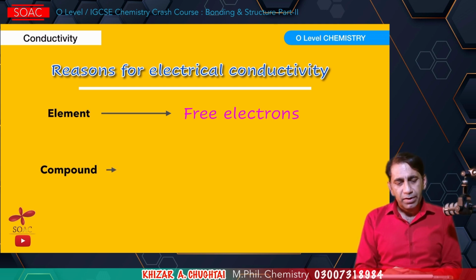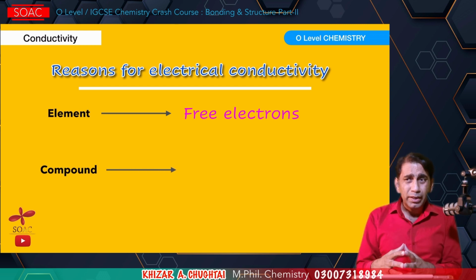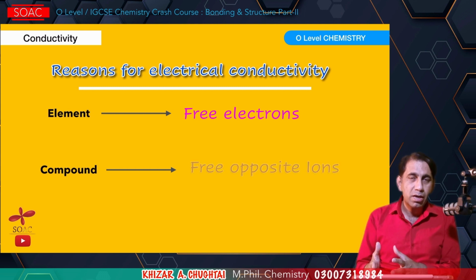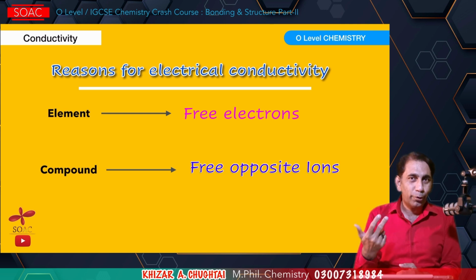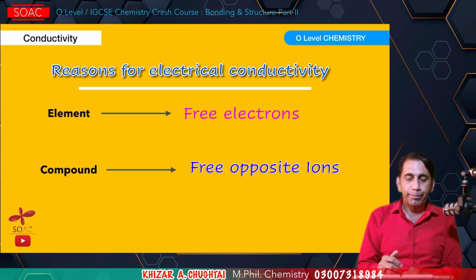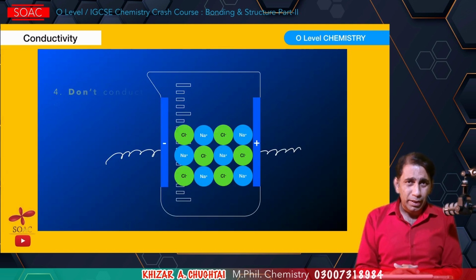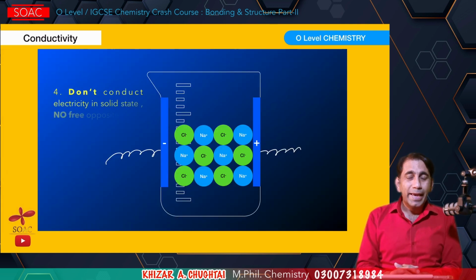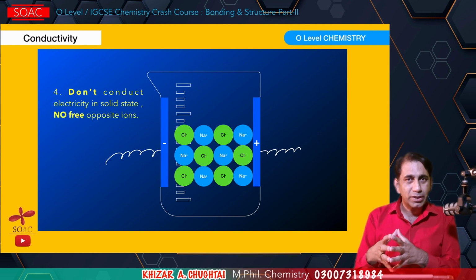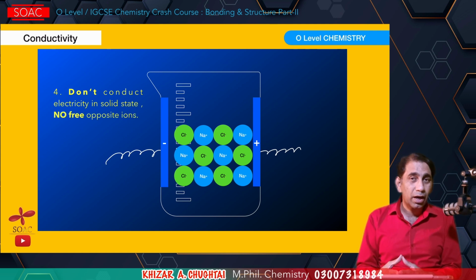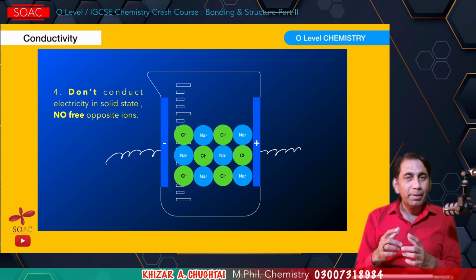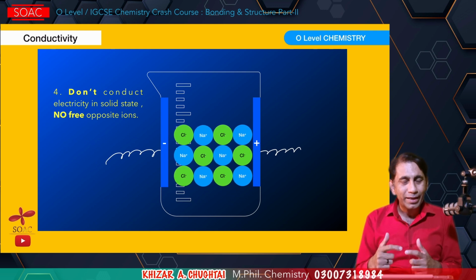The same is the case for compounds. If a compound is able to conduct electricity, then it has free, mobile opposite ions, freely moving positive and negative ions. For example, NaCl, sodium chloride, is an ionic compound. In solid NaCl, there are opposite ions, yes, but the ions are not freely moving. They are static. They are not moving around.